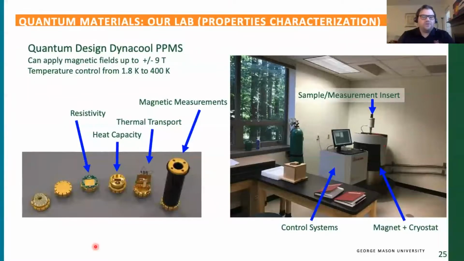We can also accurately control temperature from 1.8 to 400 K, and this gives us an extremely wide range to test the various phase transitions at intermediate temperatures, as well as get very close to that T=0 ground state. And we can run everything in this machine from electrical resistivity, heat capacity, thermal transport, and even magnetization measurements, all in this system. It's very, very useful and very productive in our group.